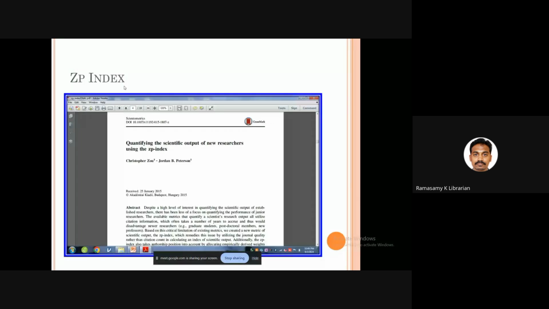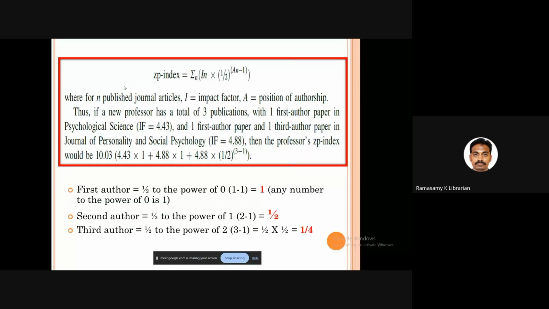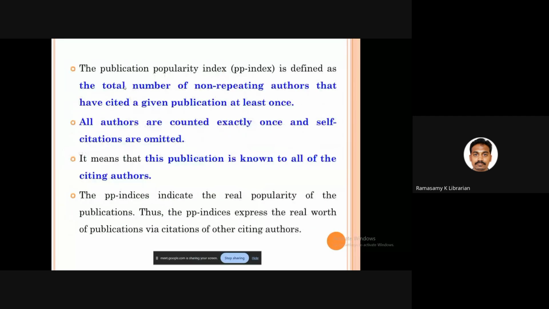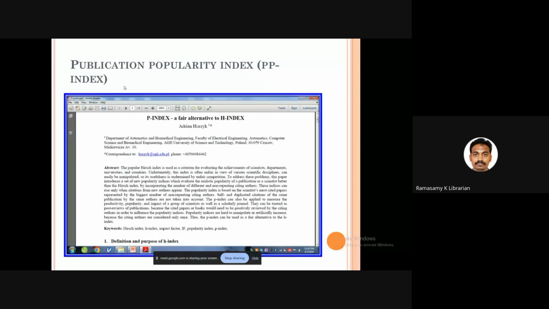Okay. Then comes SQI. You will learn it by yourself. I just leave this. And there's something called ZP index. You can just learn by yourself. Very interesting one. And finally, the last index is Publication Popularity Index. It's called PP Index, which was proposed by Adrian a couple of years before. This is a very unique way of seeing the research impact of an individual research paper.